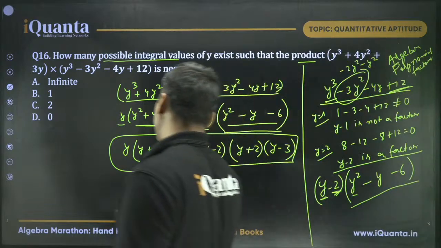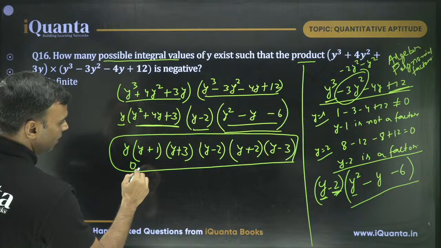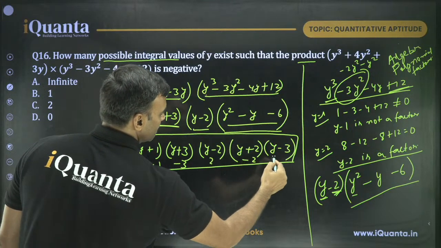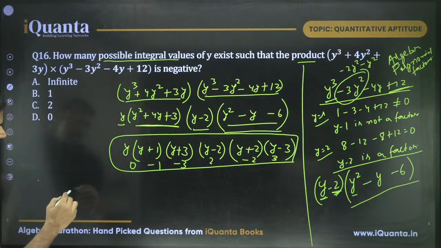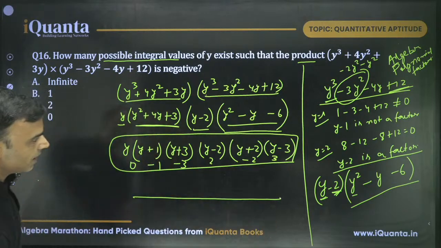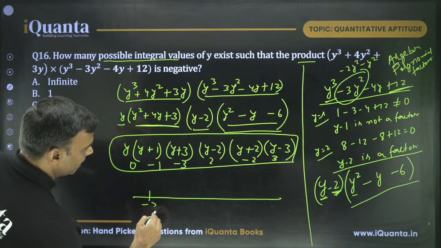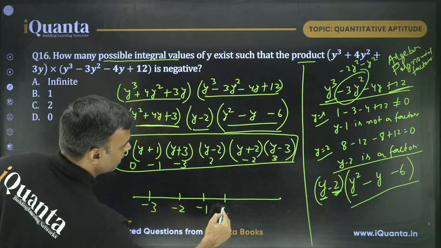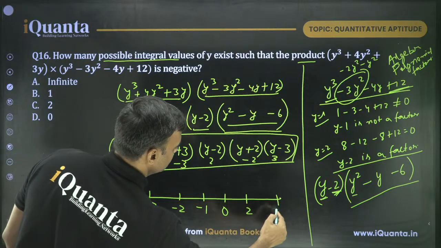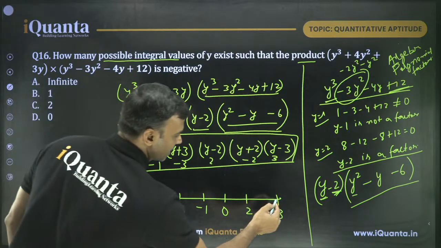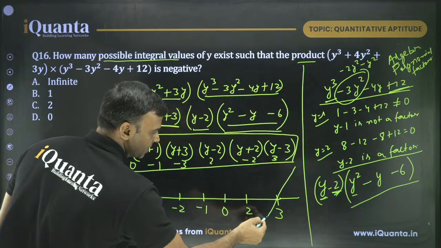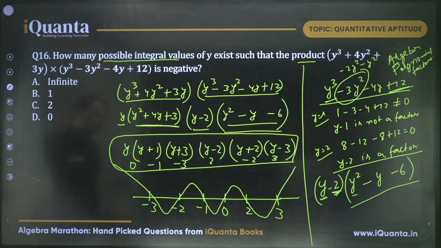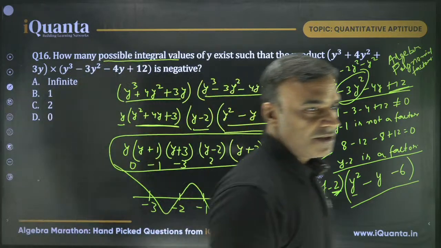Okay, now what are the roots? 0, minus 1, minus 3, 2, minus 2, 3. How do I put it on the graph? सबसे पहले कौन सा आएगा? Minus 3, then minus 2, then minus 1, then 0, then 2, and then 3. Rightmost positive. So rightmost positive has to be like this. This is the graph.